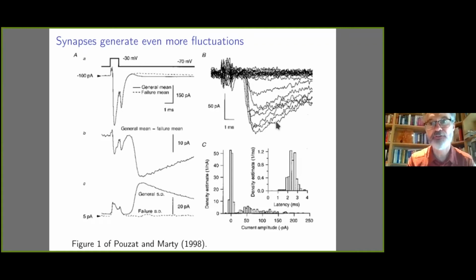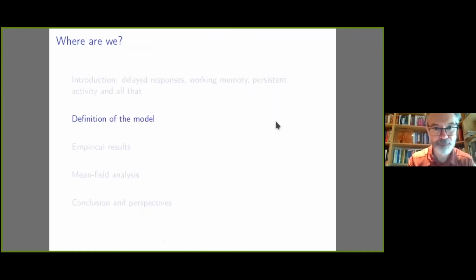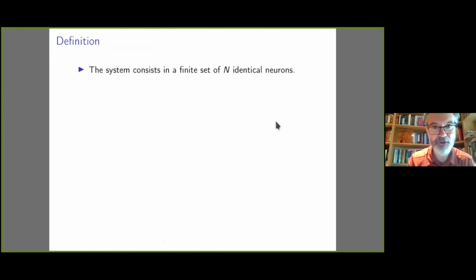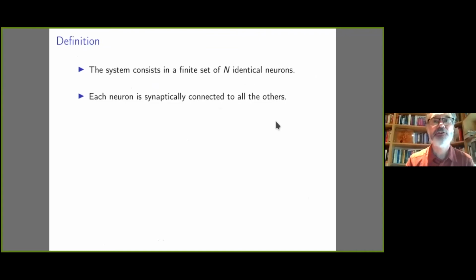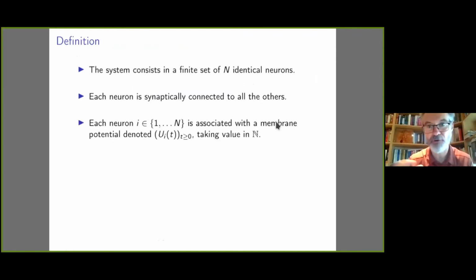So for me, neurons are stochastic units, and therefore with Morgan, we wanted to build a model taking stochastic units as a building block. So what is our model? We will take a system with n identical neurons. So again, you can think of the pyramidal cells of the paper I showed you before. Each neuron is synaptically connected to all the others, because in this subgroup in the prefrontal cortex, they find very high connectivity among the members of the subnetwork.